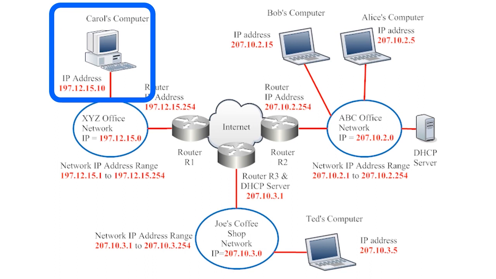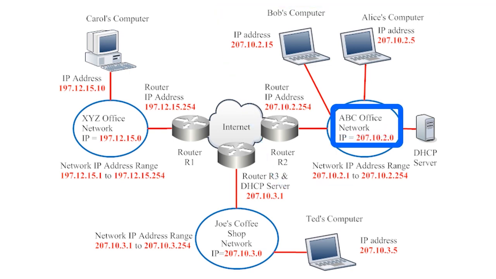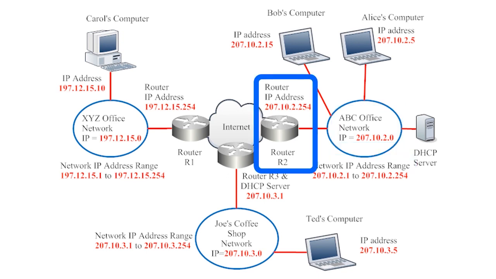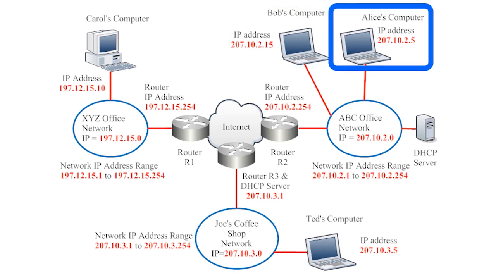The opposite of static IP address assignment is dynamic IP address assignment. For an example of dynamic IP address assignment, let's take a look at the ABC office network over on the right side of the illustration. The ABC office network is at the IP address 207.10.2.0. Just like in the case of the XYZ office network, devices connecting to the network can use any IP address starting with those first three numbers and ending with any number from 1 to 254. For example, on this network, the router took the IP address ending in 254, Bob's computer took the address ending in 15, and Alice's computer took the address ending in 5.